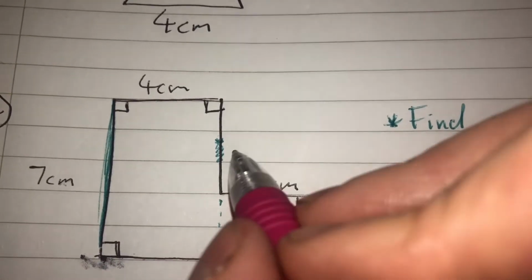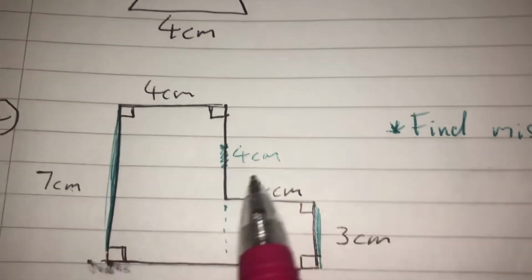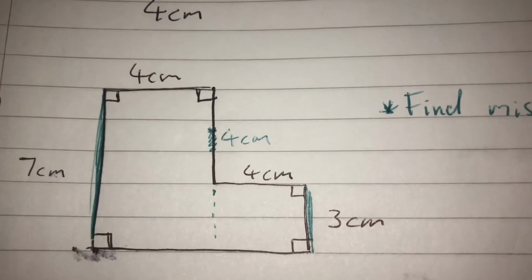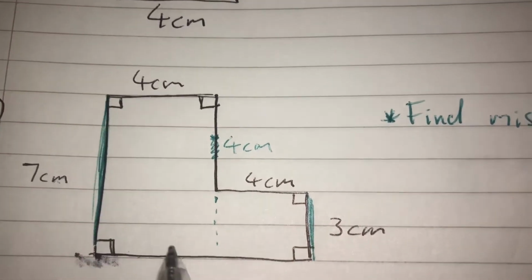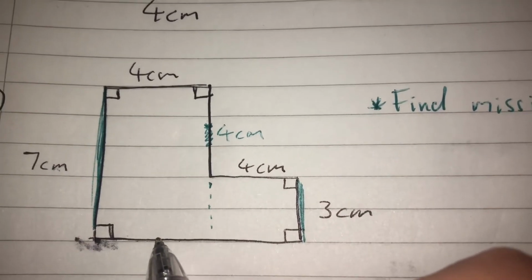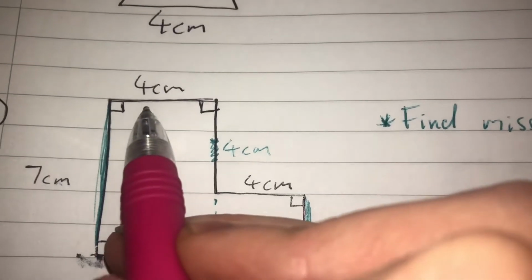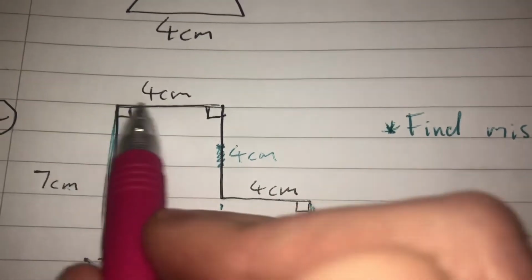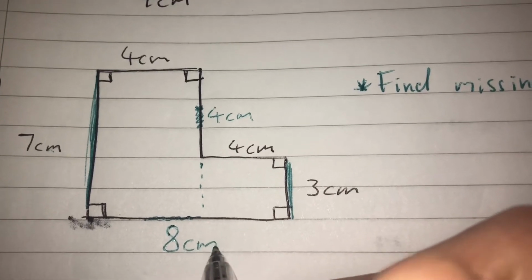So if this is 3, this has to be 4, because 3 and 4 are 7, and they would have to be the same length combined as this long side here. This can also help us using the horizontal side. So if I want this long horizontal side at the bottom, and I know the two shorter ones, if this is 4 and this is 4, well then together they make a length of 8, so this along the bottom is 8 centimeters also.